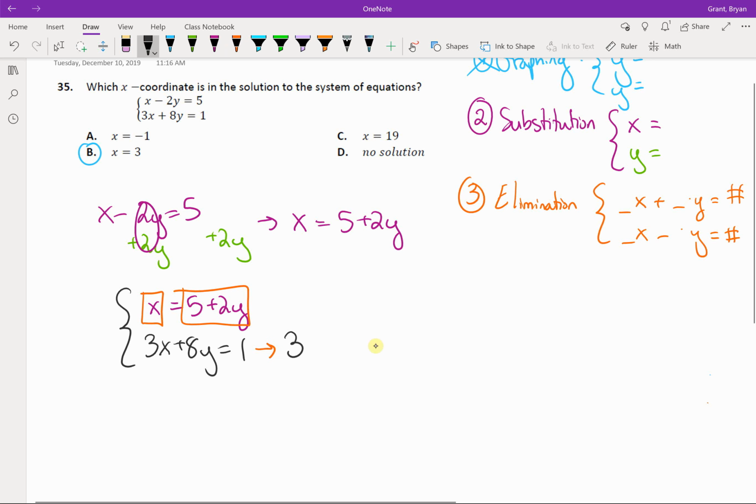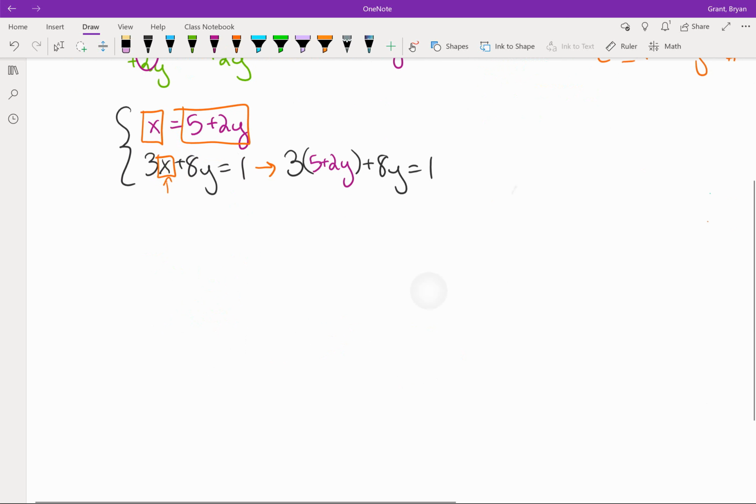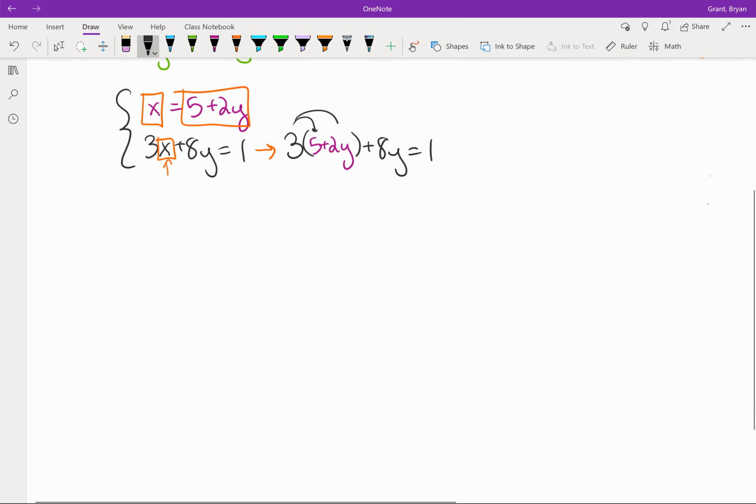On the bottom equation, we have 3x plus 8y equals 1. But instead of x, because x is the same thing as what? Oh, right, x is the same thing as 5 plus 2y, then instead of writing x right here, I'm going to replace it with 5 plus 2y. Now that helps us because we now have this equation that only has y's in it, and we should be able to solve. If we distribute, 3 times 5 is 15, 3 times 2 gets us 6y plus 8y equals 1. Combine your like terms. 6y's and 8y's gives you 14y's.